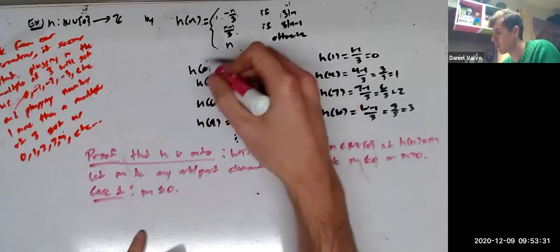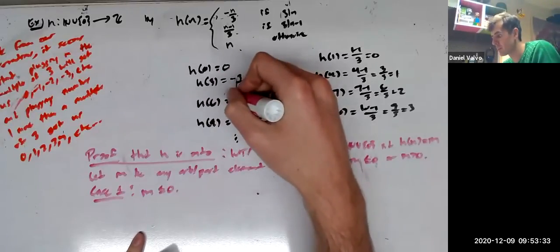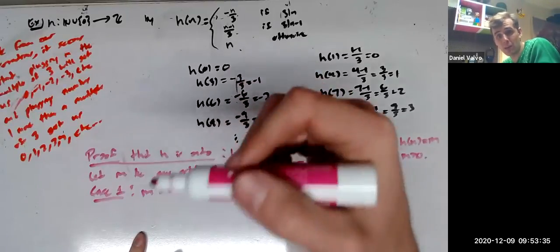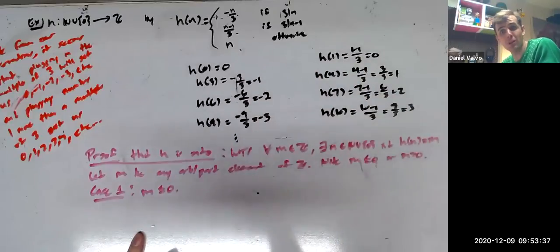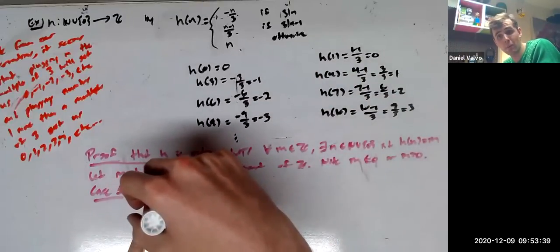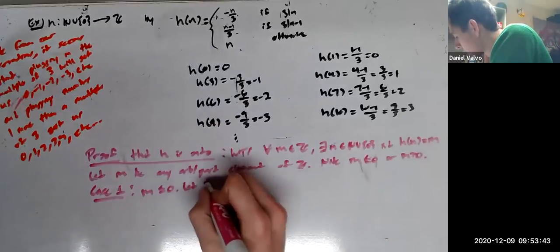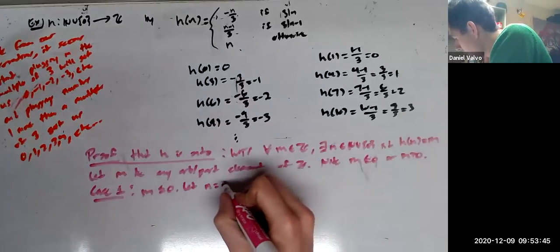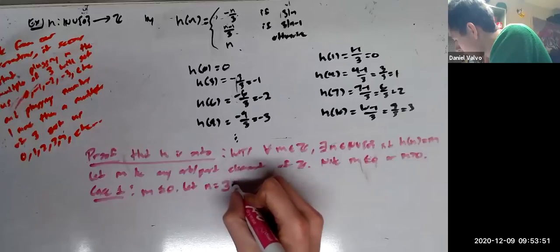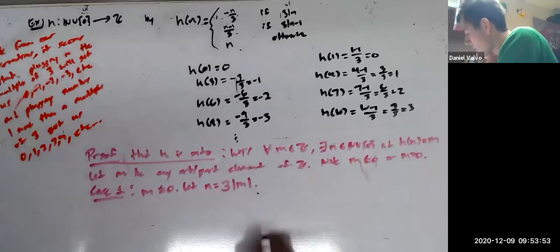Now, since m is less than or equal to 0, I want to generate it with these multiples of 3. So I'm going to let n be the mth multiple of 3, and I think when I plug it in, I should recreate m, proving we can hit m. So let's go ahead and let n equal 3 times the absolute value of m.